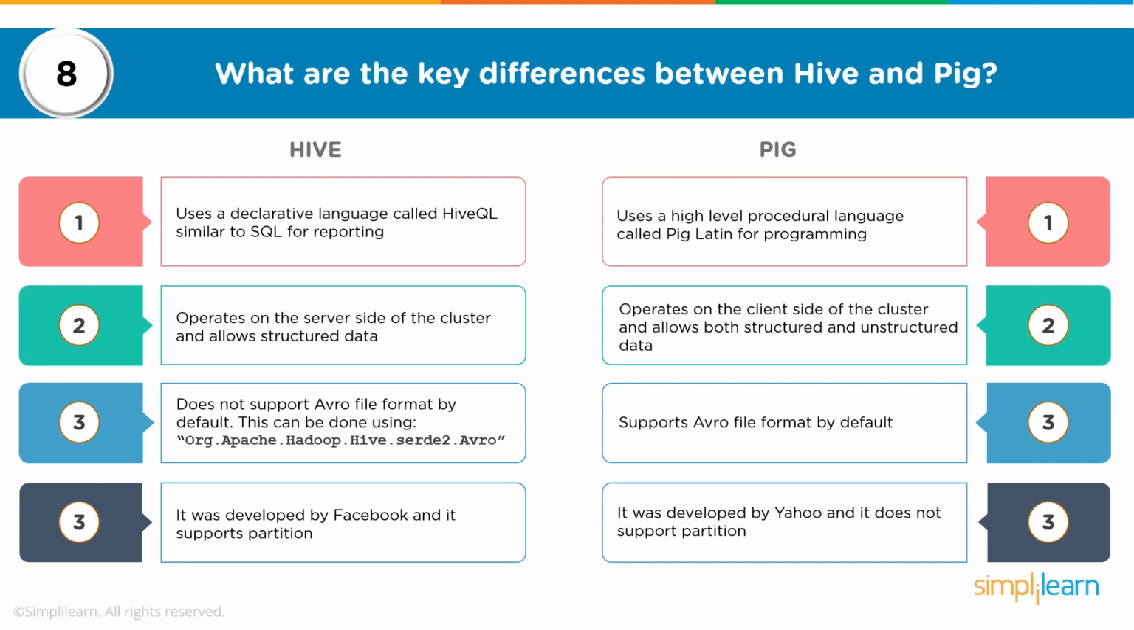Hive was developed by Facebook and it supports partitioning, and Pig was developed by Yahoo and it does not support partitioning. So these are high-level differences. There are lots and lots of differences. Remember, Hive is more of a data warehousing package and Pig is more of a scripting language, a strictly procedural flow-following scripting language which allows us to process the data.